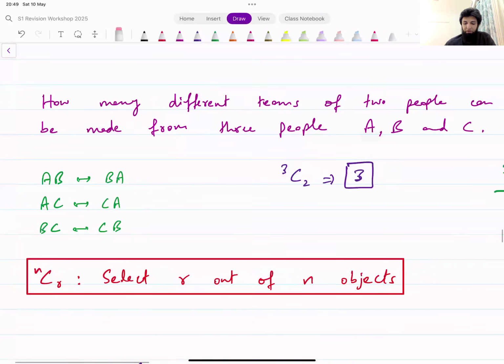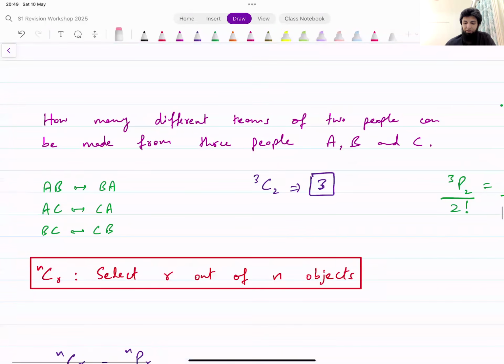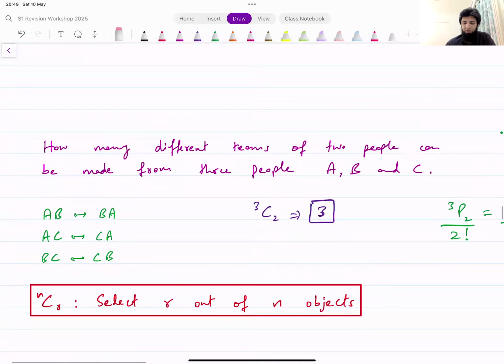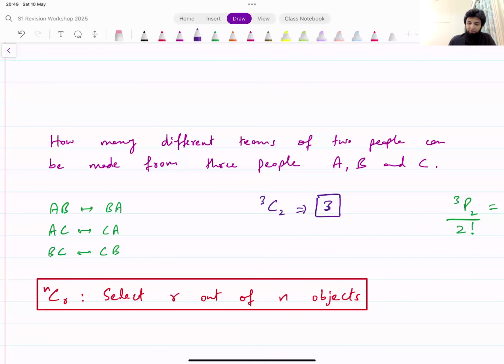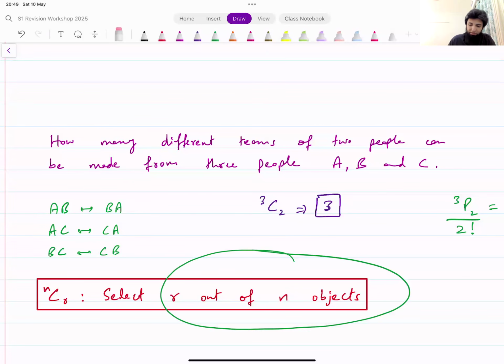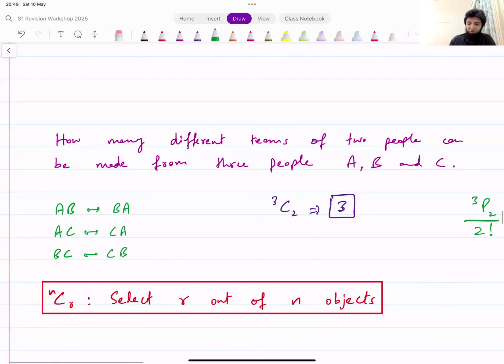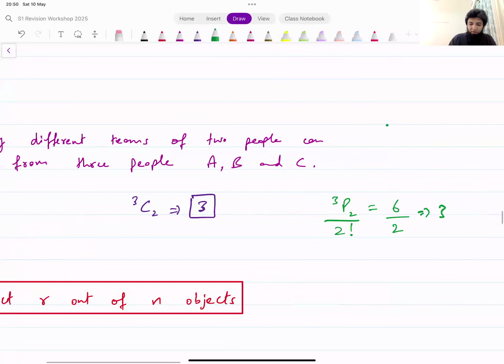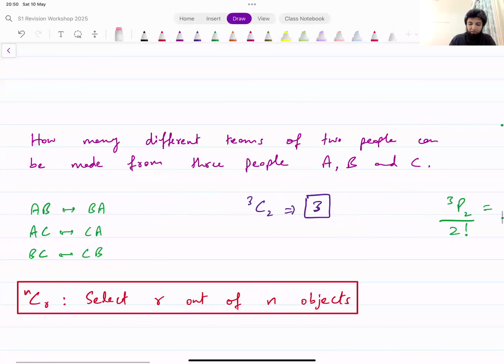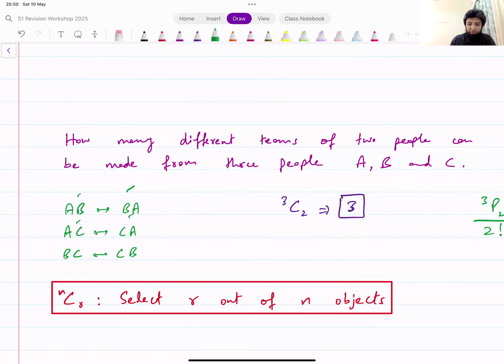Let's take some examples. Let's say we've got this. How many different teams of 2 people can be made from 3 people, A, B, and C? We just say 3C2 in this case, that gives us 3. Now, what's this notation? nCr means select r out of n objects. Now, if you were to arrange them, that would be 3P2, and that's 6. Those 6 arrangements would be like this: AB, BA, AC, CA, BC, CB.